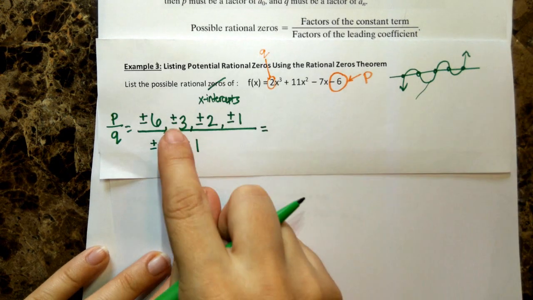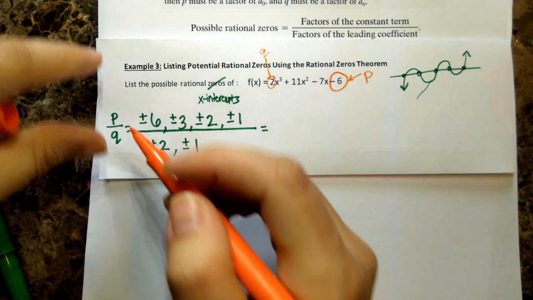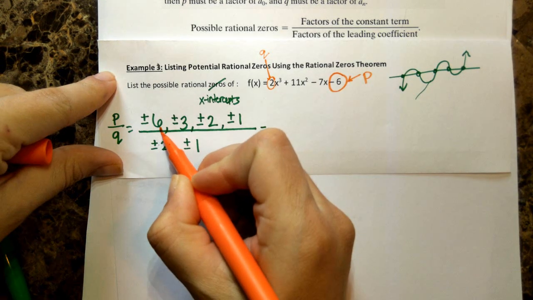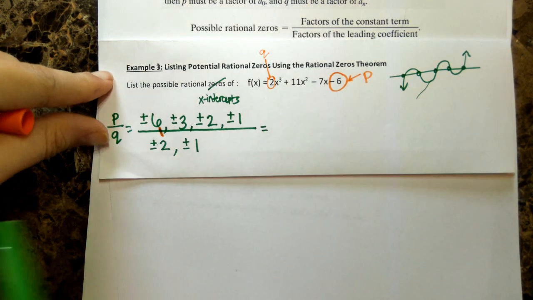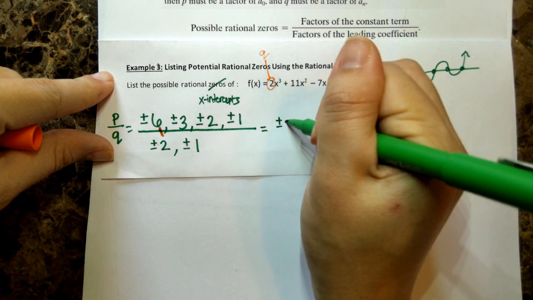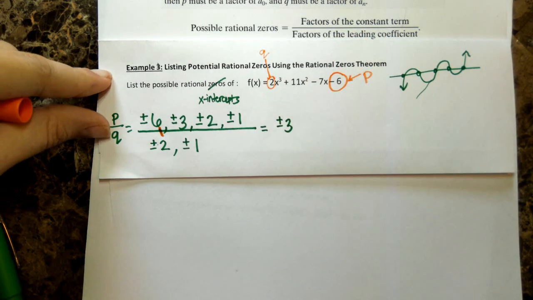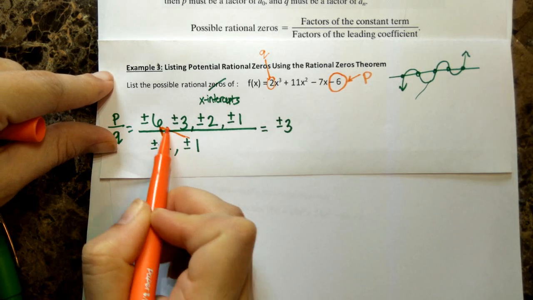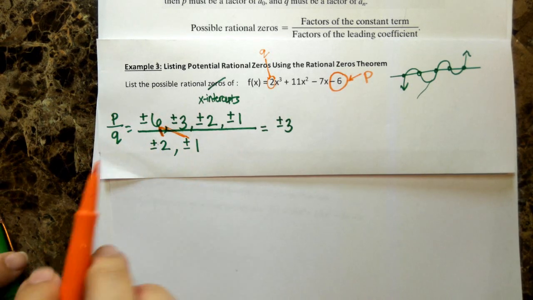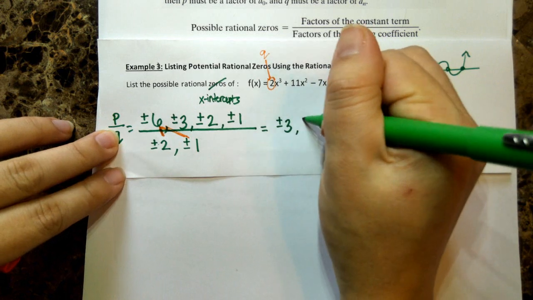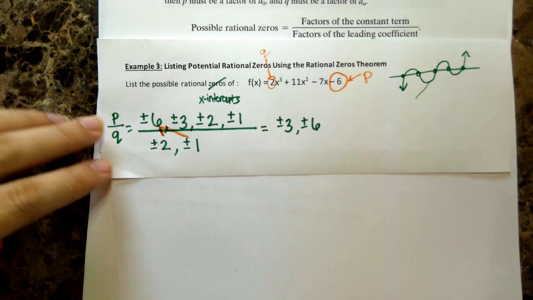So let's go ahead and start with 6. Let's see. 6 divided by 2 is 3. So positive or -3 will go onto my list. We can also do 6 divided by 1. 6 divided by 1 is just 6. So I would add that to my list, positive or -6.